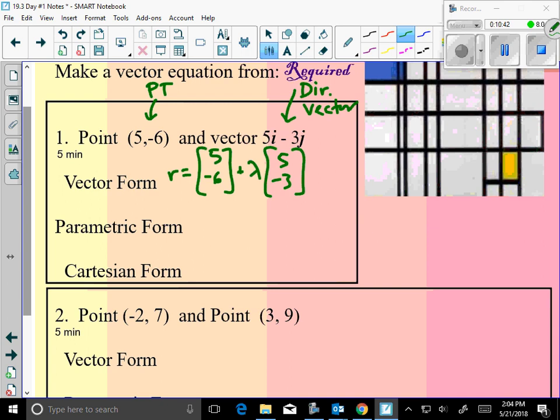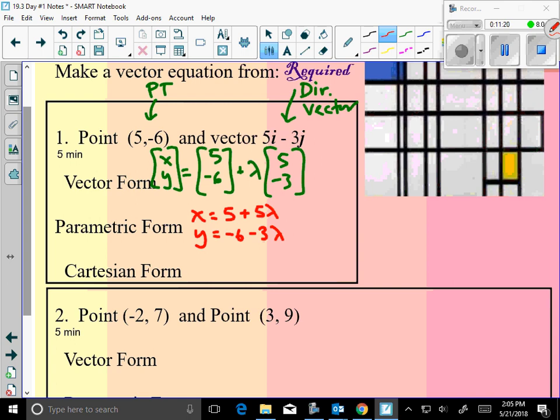Okay, now, it might be smart for you to start thinking that R is just a location, just a point. So I can get to any other point going from a point using a slope. Yeah. So I think of it as xy instead of r. And that makes the parametric form that much easier. Let's talk through it. What would x equal? 5 plus what? 5 lambda, yeah? What would y equal? Negative 6 minus 3 lambda. Cool.